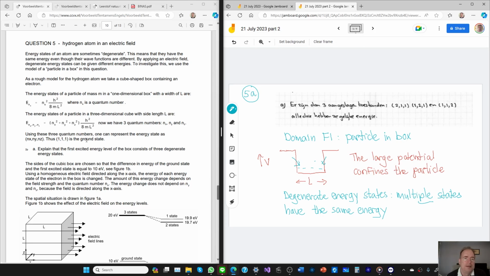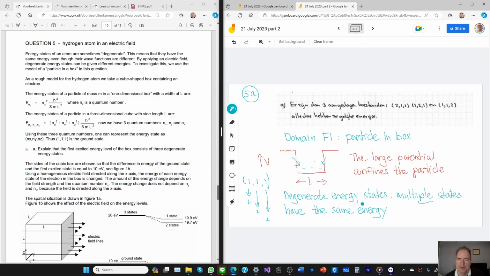Okay, so we are in this ground state 111. How can you increase the energy? Well, you can increase it in three ways. You can increase this to 2, or you can increase this to 2, or you can increase this to 2. You have three different ways, but the sum of these squares in all cases will be the same.